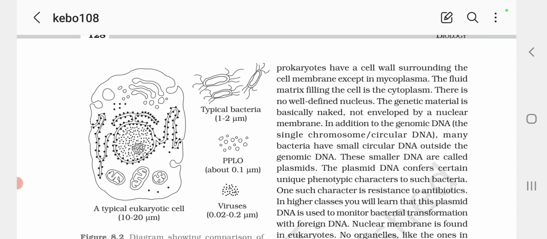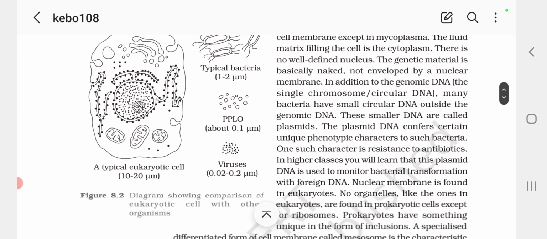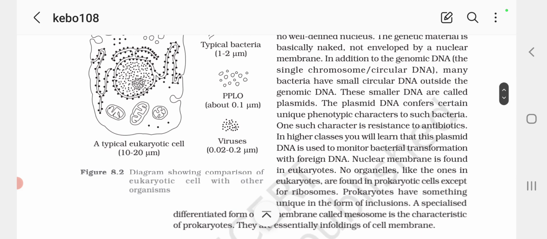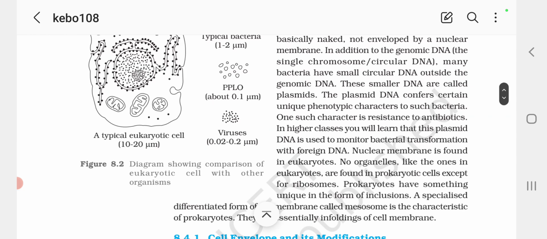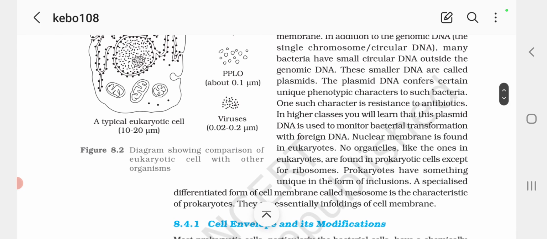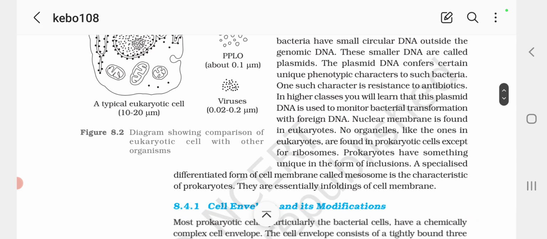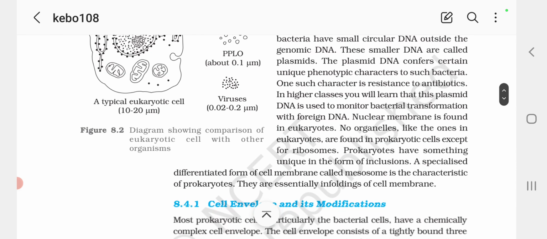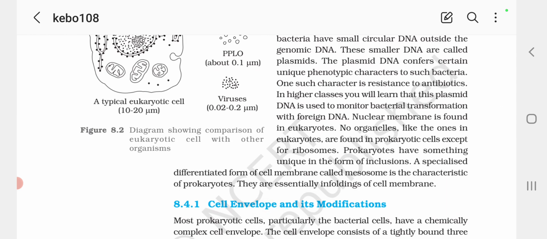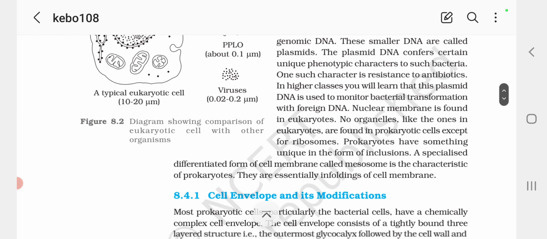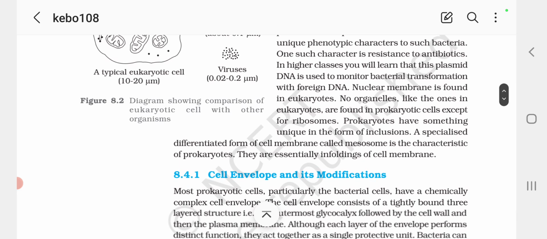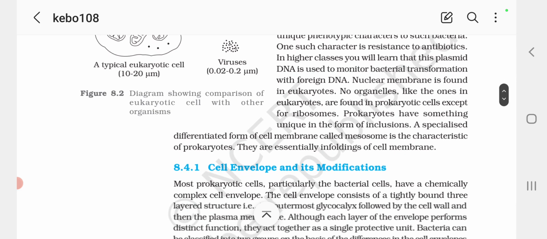The fluid matrix filling the cell is the cytoplasm. There is no well-defined nucleus. The genetic material is basically naked, not enveloped by a nuclear membrane. In addition to the genomic DNA, the single chromosome, circular DNA, many bacteria have small circular DNA outside the genomic DNA. These smaller DNA are called plasmids. The plasmid DNA confers certain unique phenotypic characters to such bacteria. One such character is resistance to antibiotics. In higher classes, you will learn that this plasmid DNA is used to monitor bacterial transformation with foreign DNA.